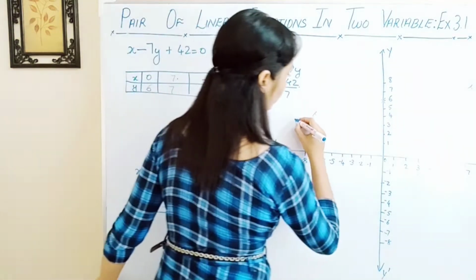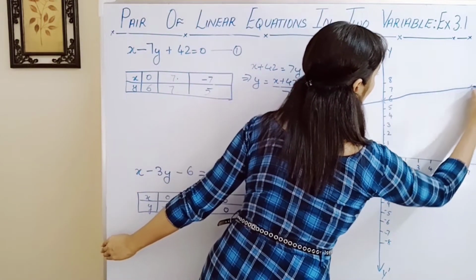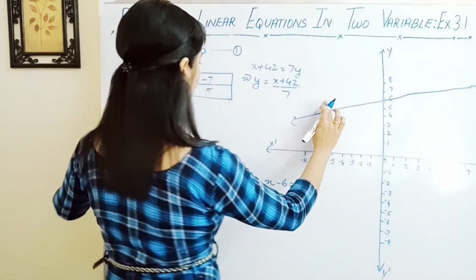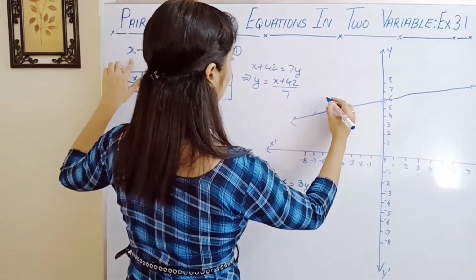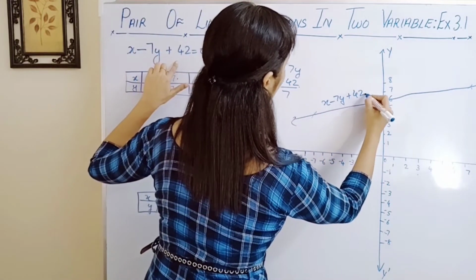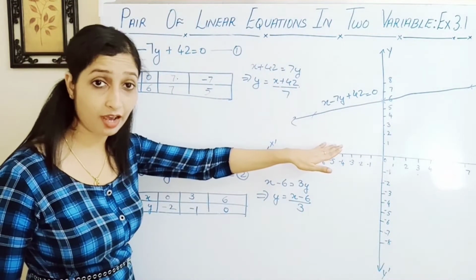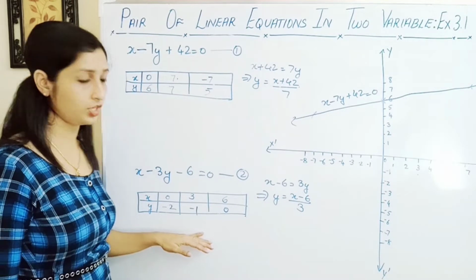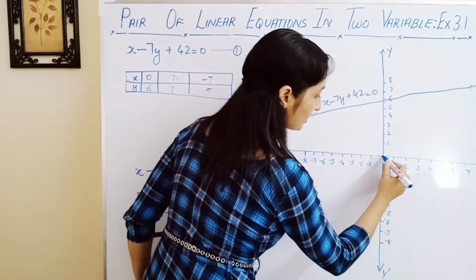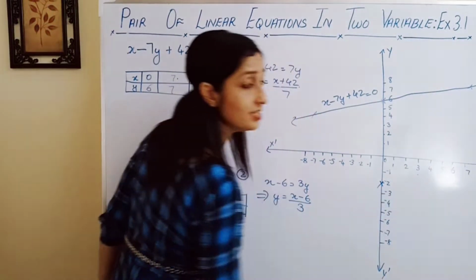So now let's join these points and see what you get. You get a straight line crossing through these 3 different points, and you write this equation name here, which is x minus 7y plus 42 equals 0. Now let's plot the graph of the second equation, that is 0, minus 2. So where is 0 on the x-axis and minus 2 on the y-axis? So the point is here.